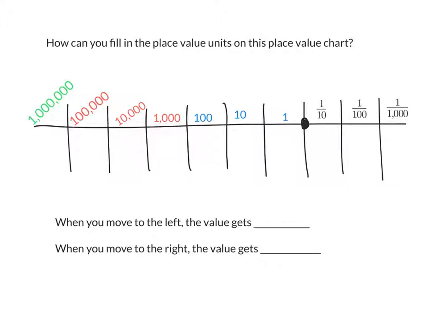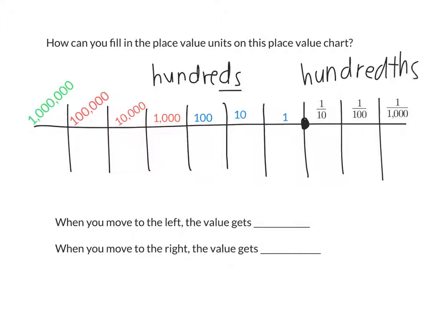The difference is the one over here, hundreds, ends with a D. Over here, hundredths ends with a TH. Okay? Do you guys see that? So, these are all the place value positions that in 5th grade you need to know about. You need to know from the thousandths all the way up to the millions.